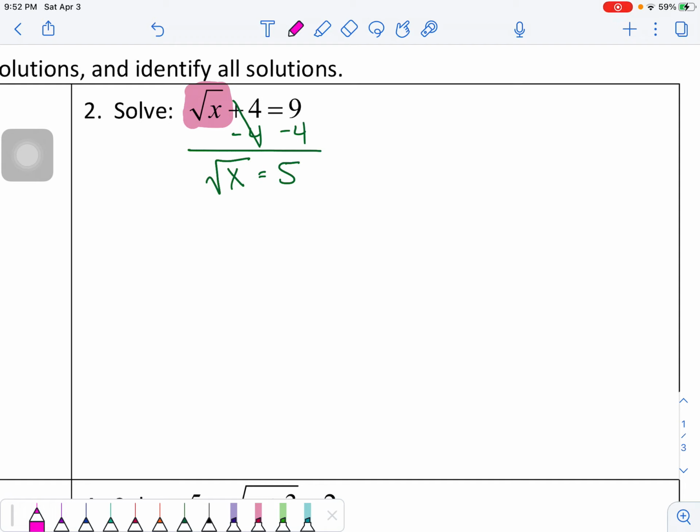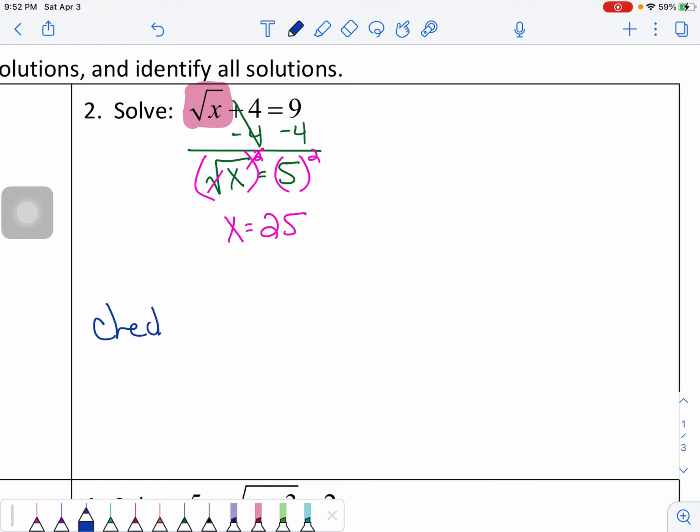Now, this is the point, kind of like in the last problem, how do you get rid of a square root? Well, every operation in math has an opposite operation. The opposite operation to square root is squaring. So I'm going to square both sides. Square and square root cancel. x is equal to 5 squared, which is 25. Now, I think that is my answer.